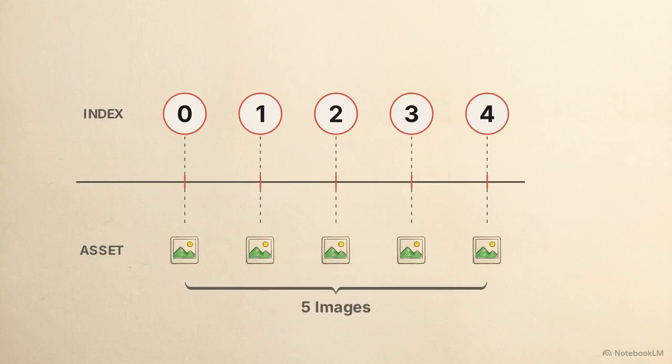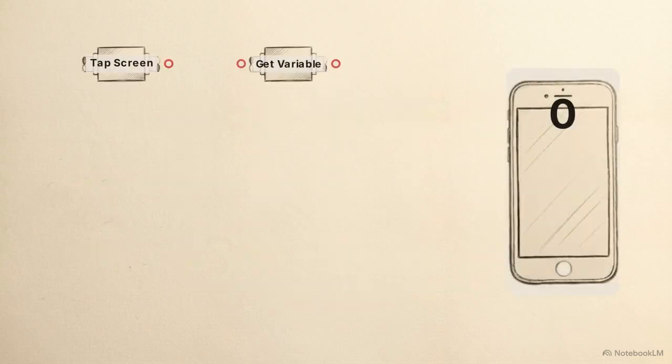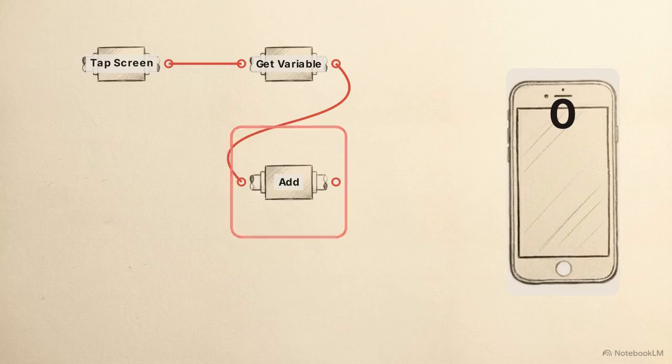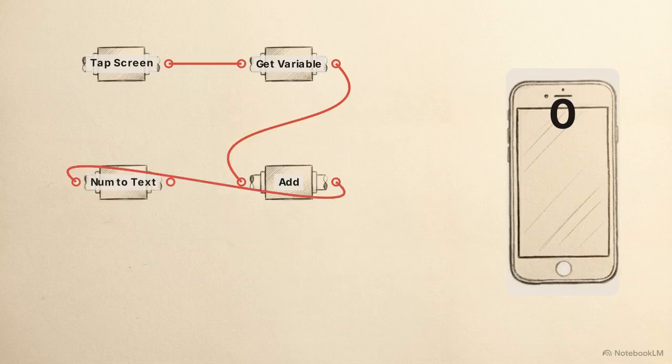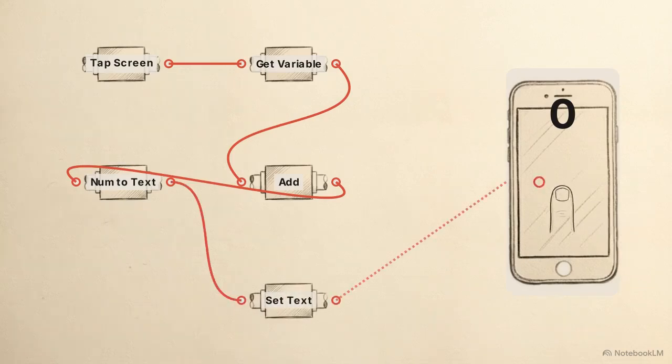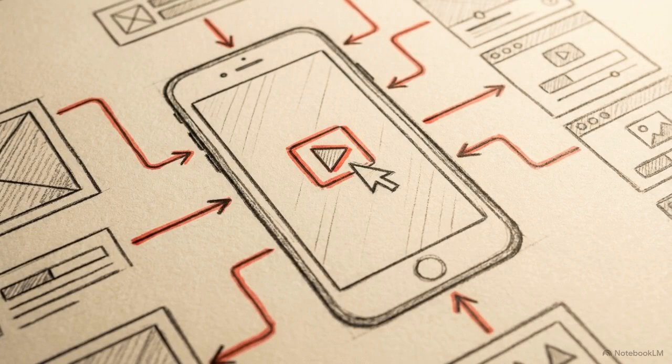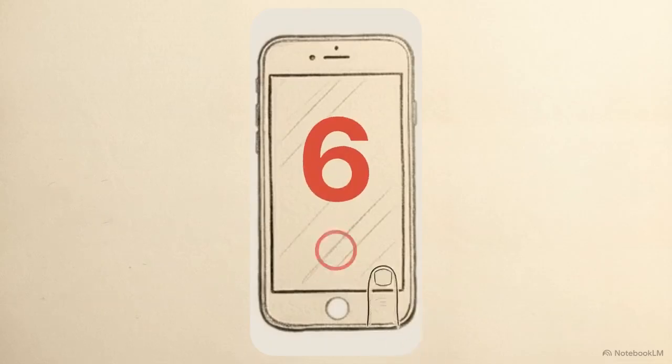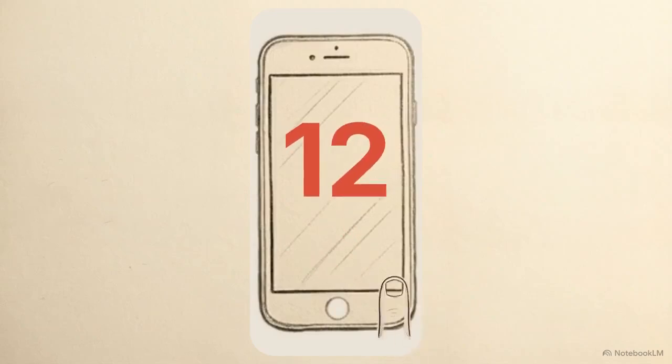Link a tap screen trigger to a get variable node, wired into an add node. This circuit adds 1 to our total each tap. To see this working, route the add output into a number to text block connected to your on-screen text. Go ahead and click your preview window. Notice that every time you tap, the numbers climb upward and will keep climbing indefinitely.